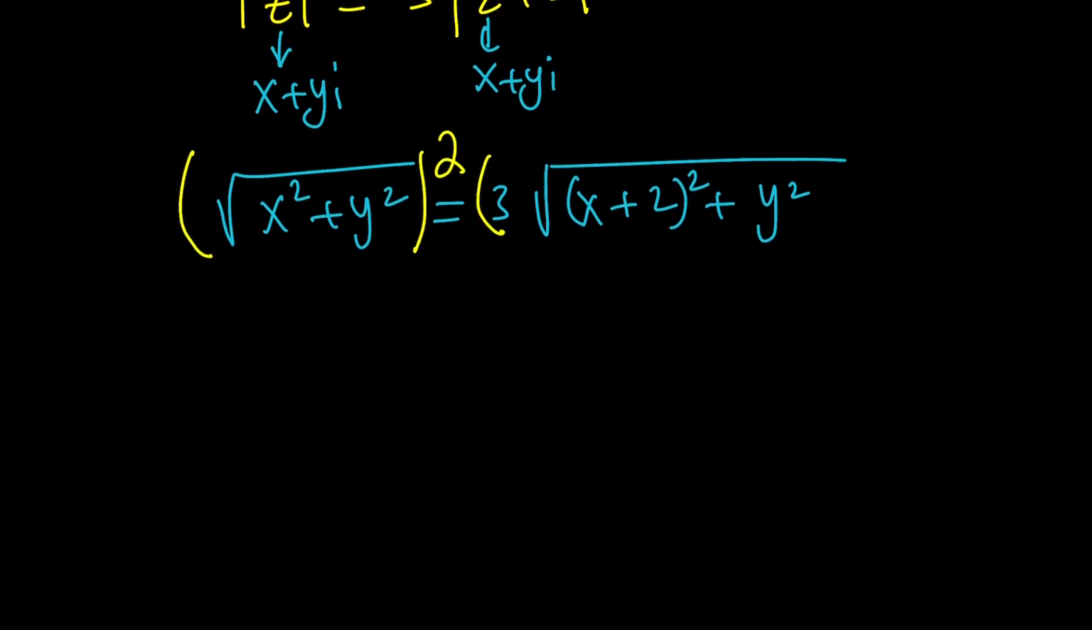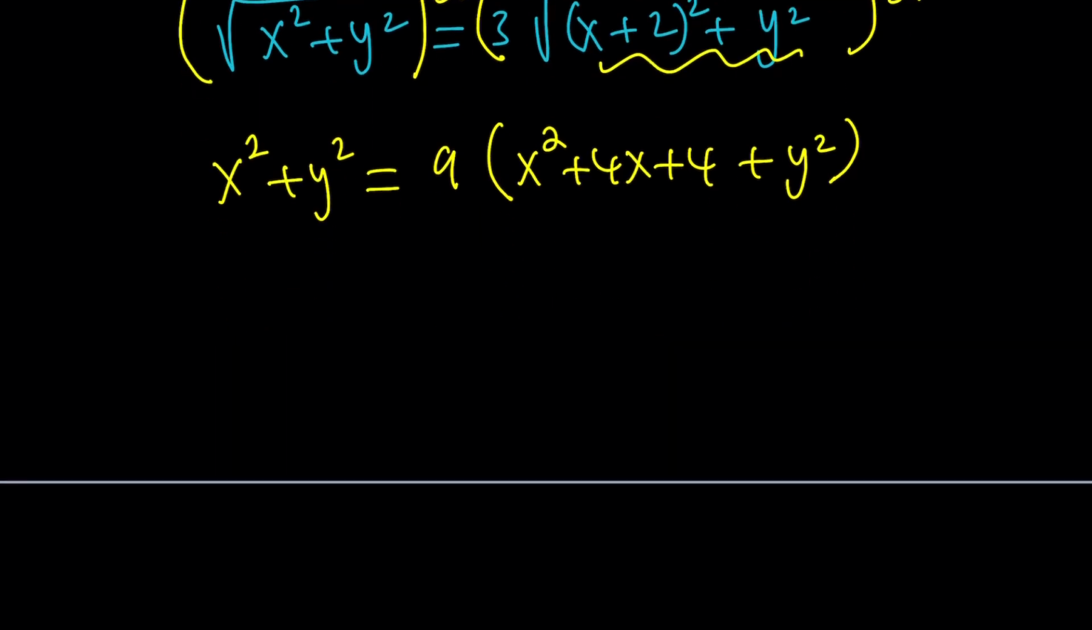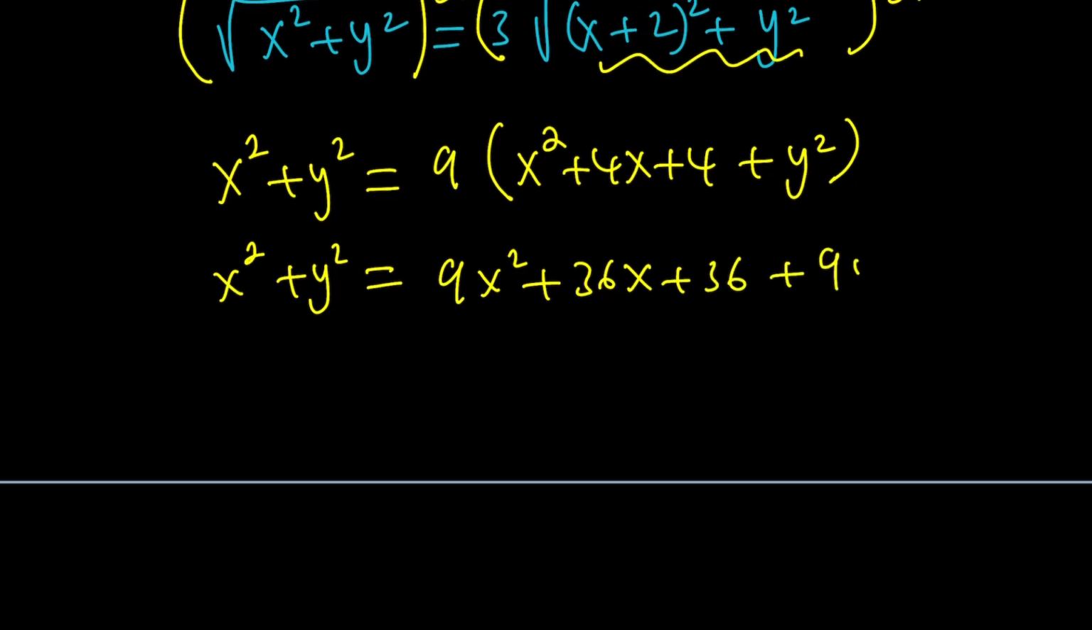If you square both sides, you're going to get x squared plus y squared equals 9 times this expression. You're going to get rid of the square root, but let's go ahead and expand these. This is going to give us x squared plus 4x plus 4 and then plus y squared. And then we can go ahead and distribute the 9. If you distribute it, we're going to get 9x squared plus 36x plus 36 plus 9y squared.